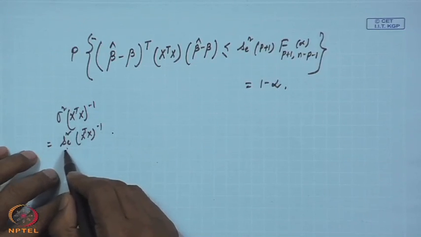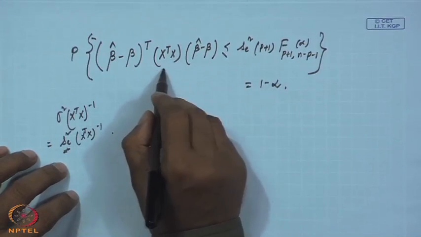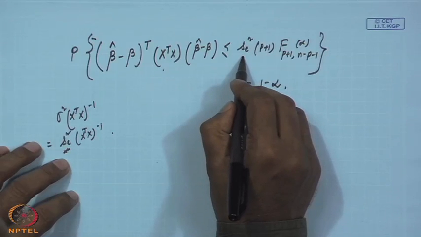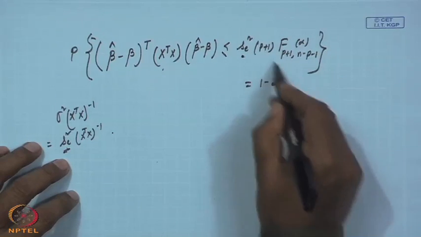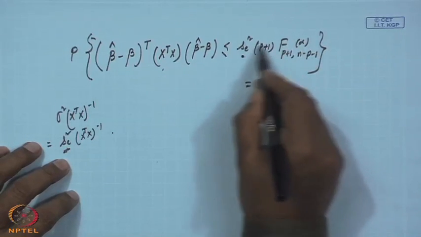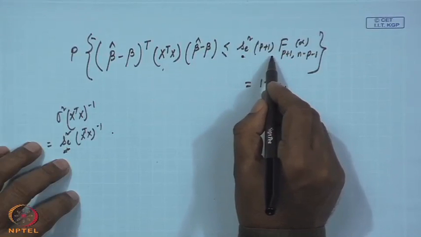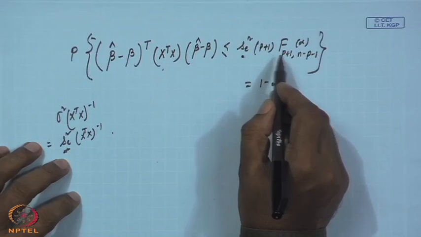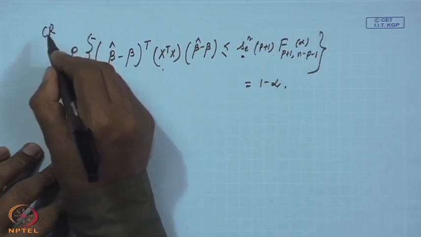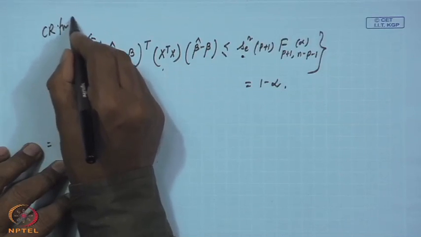So this S square is what we keep here, and the rest of the things are like this, but there is some modification with respect to the number of parameters to be estimated. So this is the confidence region for beta.